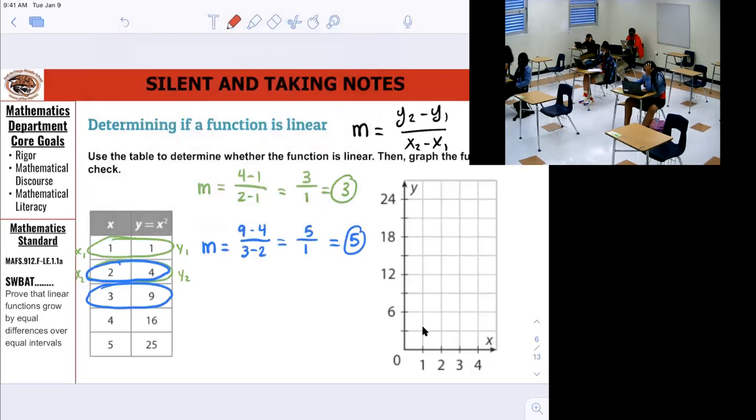So I can stop there. Whenever you're checking to see if something is linear and you right away get two different numbers, you don't have to keep checking because you already know that it's not going to have a constant rate of change. So this one is nonlinear. And what I want to do is show you guys what a nonlinear function might look like. So I'm going to go ahead and plot these points.